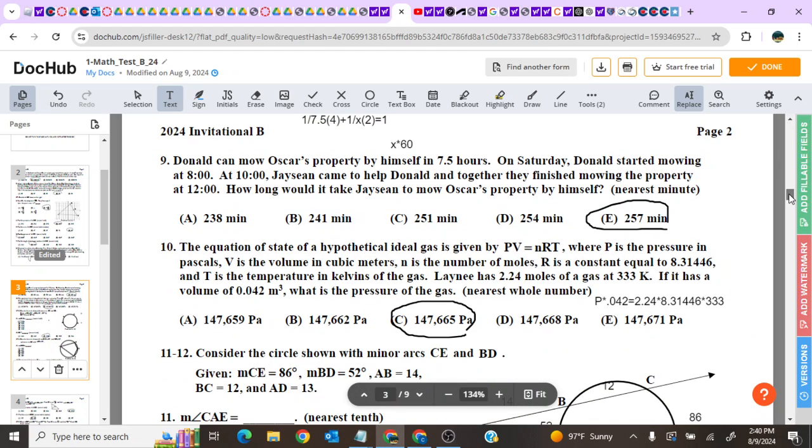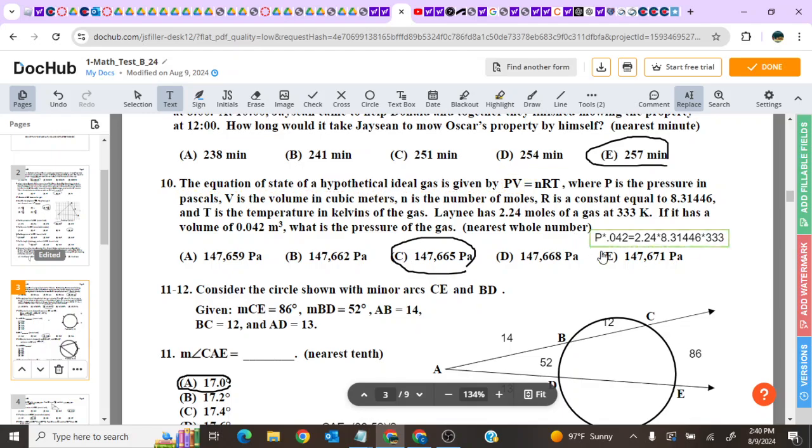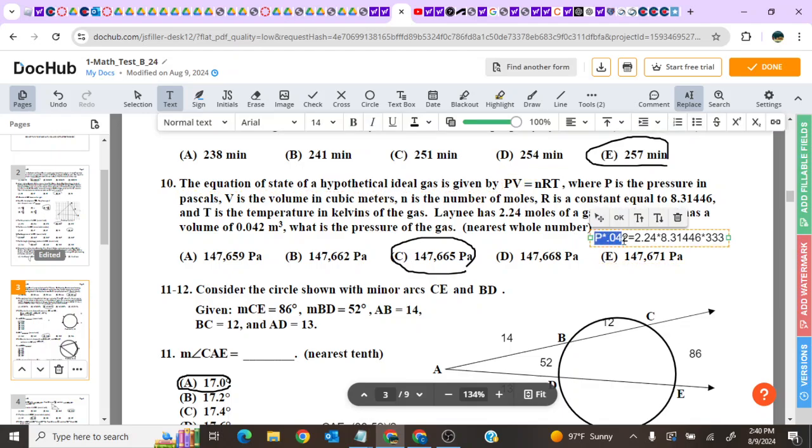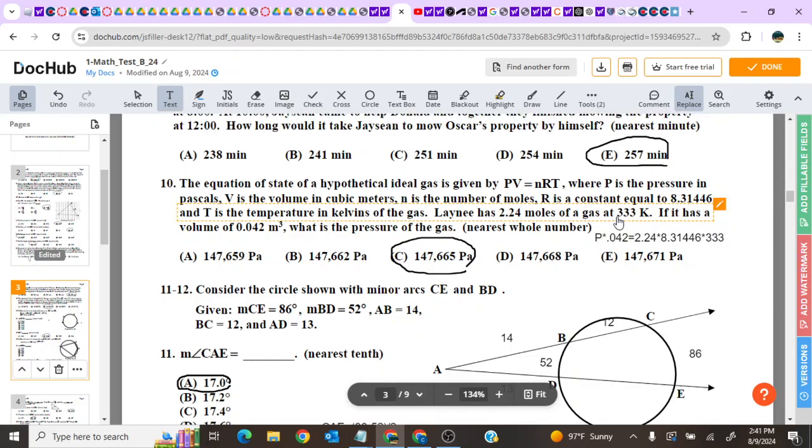10. I'm not going to read all this out. You basically just write the equation and fill in values. And then you can use EQ solver to figure it out. You're given V, you're given N, you're given R, you're given T. Just plug it in. Easy enough.